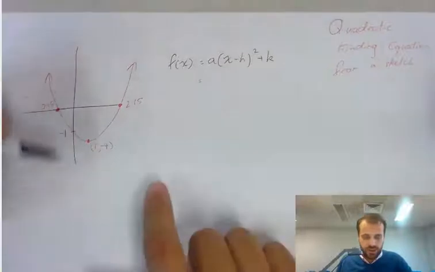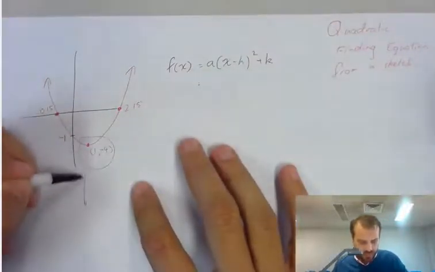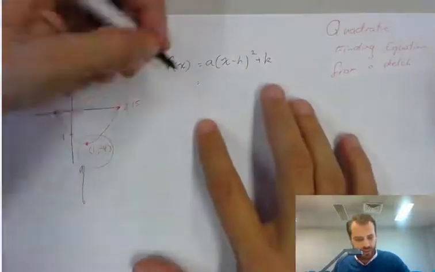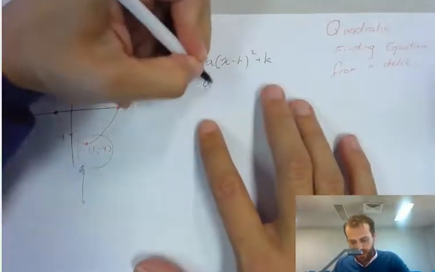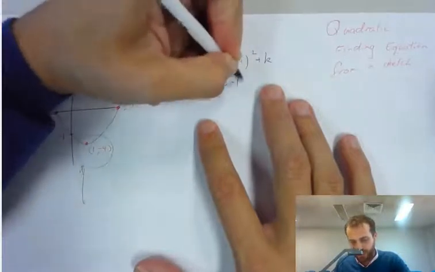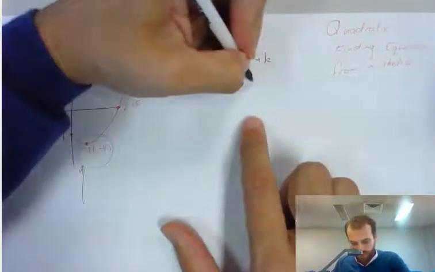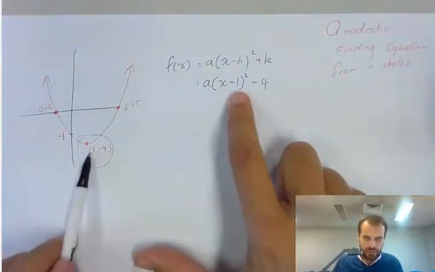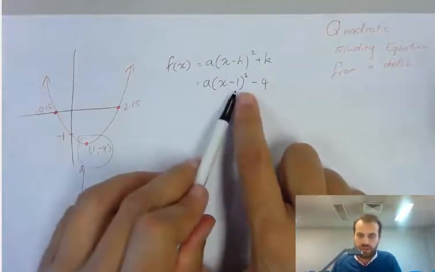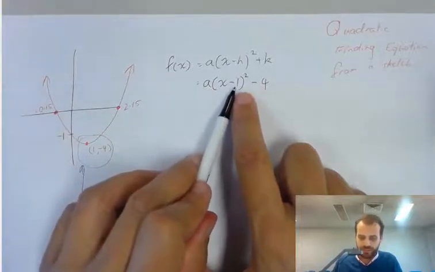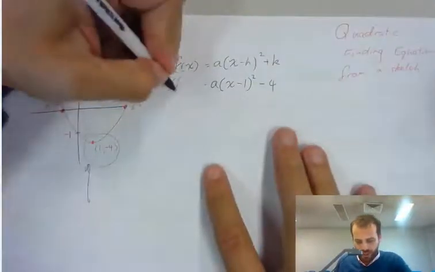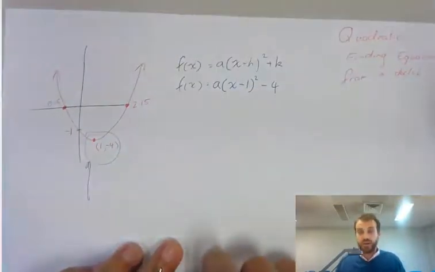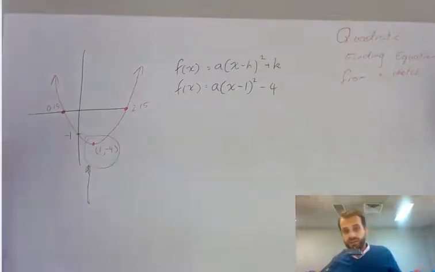So I know the turning point. This is pretty straightforward. I know the turning point is (1, negative 4). So that means that this is going to be a(x minus 1) squared minus 4. Now remember, that's going to be the opposite of what it appears like here. It's going to appear as negative 1 there. So f of x equals a(x minus 1) squared minus 4. All I need to do now is find the a value.